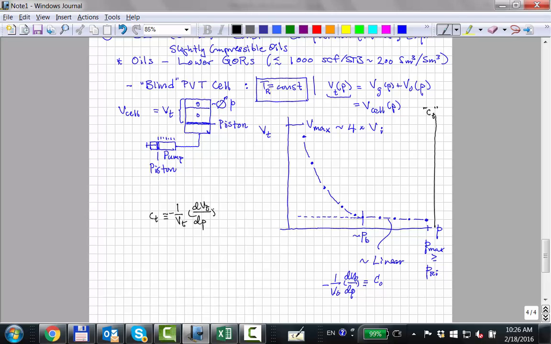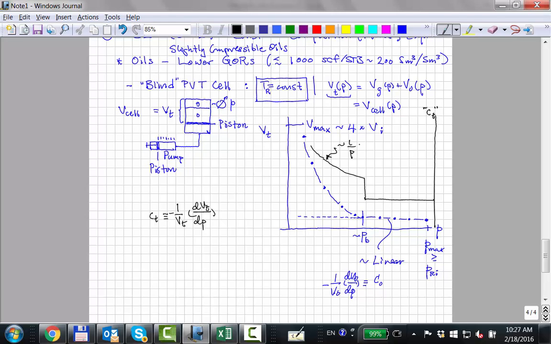It's not really, it's kind of a compressibility, but it's okay. So what it would look like is this, slightly increasing, something like that. And then at the bubble point, there's actually a discontinuity. And then this starts going up almost as, at low enough pressures, it almost goes as 1 over pressure, because that's the gas compressibility equation.